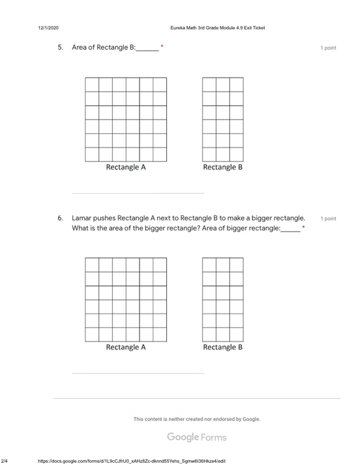Number 5, what is the area of rectangle B? So we have 6 and 3. 6 times 3 equals 18. So the area of rectangle B is 18 square units.